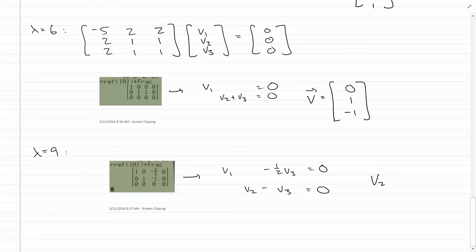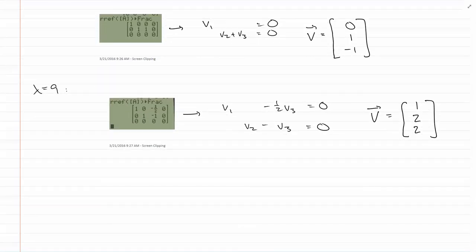So what should I choose for my eigenvector here? Well, let's choose V2 and V3 to both be 2, and that way V1 would end up being 1. Okay, this triple here satisfies the system, so that's a good eigenvector.